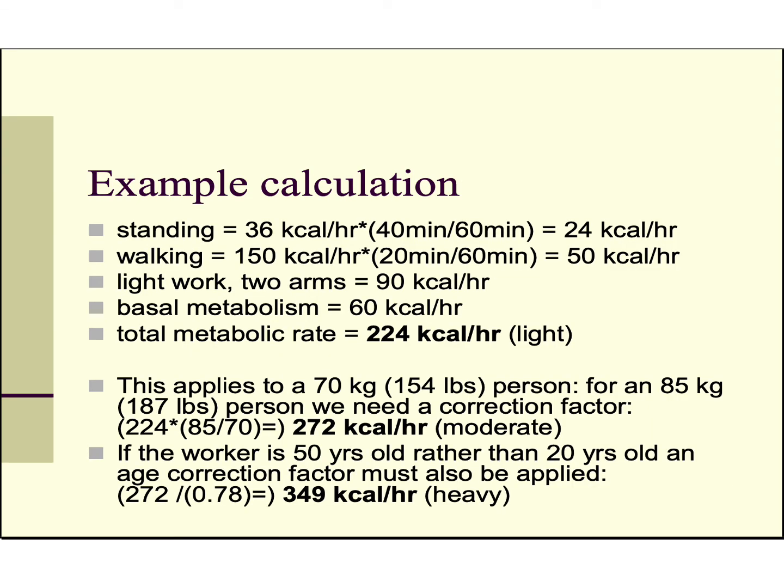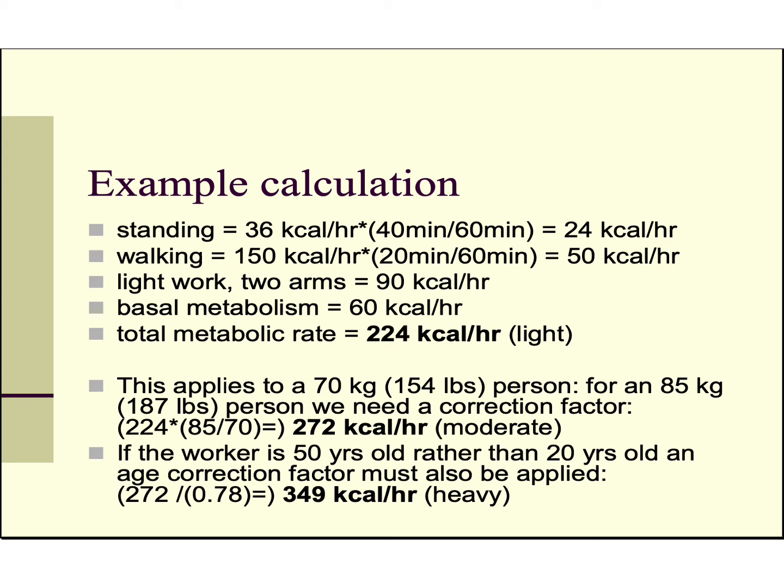Here's an example calculation to show you how some of this works. First, we take all the different activities that the person is doing and compute the total metabolic rate, being sure to add in the basal metabolism of 60 kilocalories per hour, the posture factors, either standing or walking. In this case, the person is standing for 2/3 of the time and walking for 1/3 of the time, so you make an adjustment for that. And then they're doing light work with both arms. You add it all up and it's 224 kilocalories per hour, which, because it's less than the 249, is light work. But we have to look at our weight and age corrections.